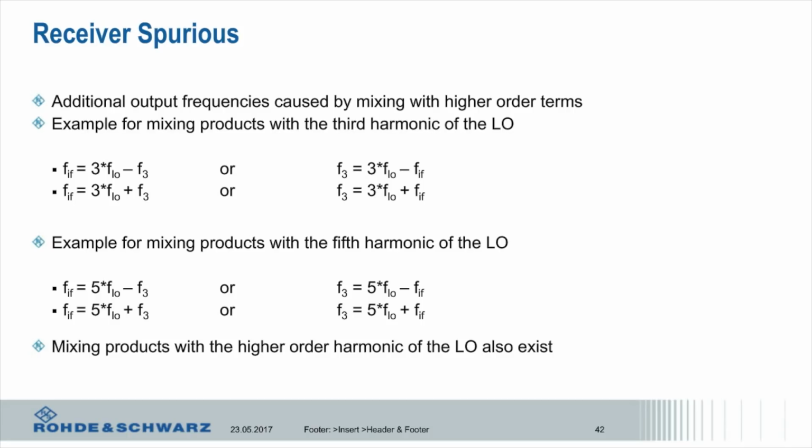And there are mixing products that go up into many higher level integers. I'm showing 3 and 5, but depending on what you're trying to do, you may have to be concerned with those other signals.